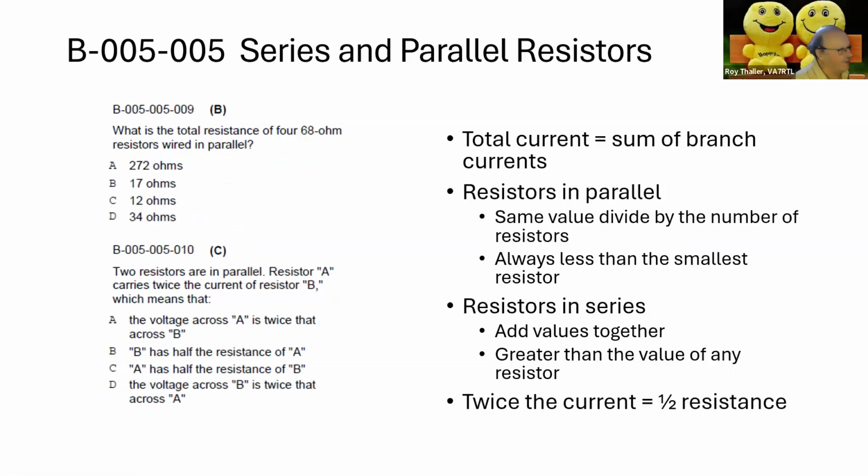What is the total resistance of 4 60-ohm resistors in parallel? So again, here you take 60 and divide it by 4. So B would be the correct answer, 17 ohms.